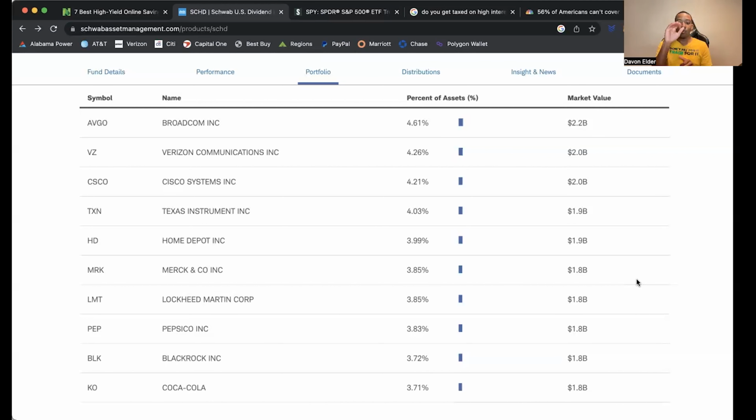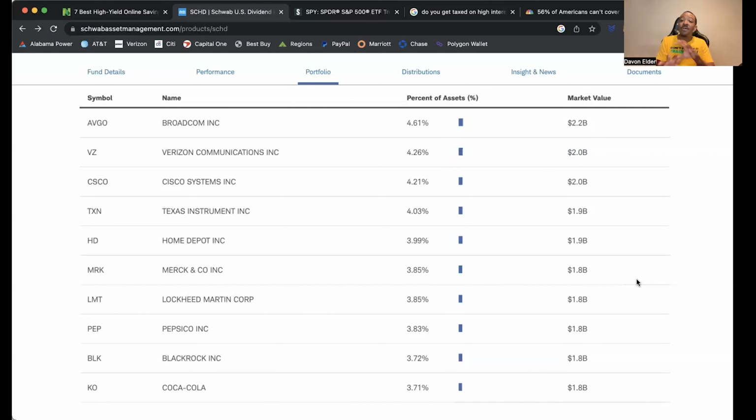Coca-Cola, right? One of Warren Buffett's most favorite companies, right? What is Coca-Cola? Coca-Cola is a dividend king. What is a dividend king? A dividend king is a company that has paid a dividend for 50 years and increased the dividend for 50 years. Okay? Coca-Cola for over 50 years has been paying a dividend.